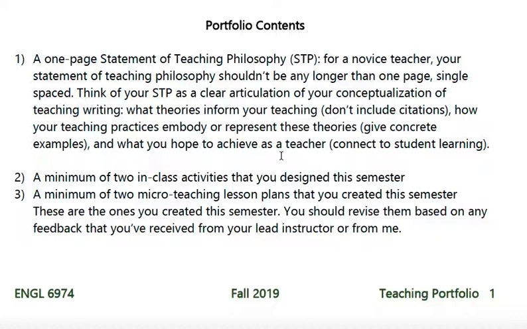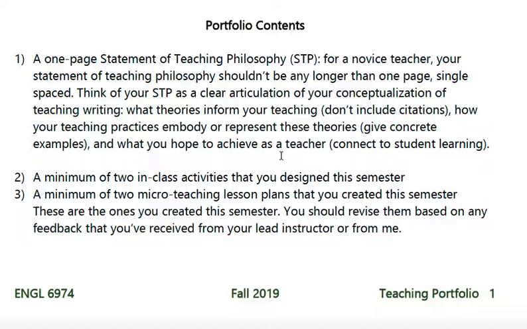How your teaching practices embody or represent these theories. And this is where you need to give concrete examples. For example, when you talk about collaborative learning, what did you do in your class? Either as a GTA or a non-teaching student this semester, for example, that talks about collaborative learning and collaborative writing. What did you do to put students together in good peer review groups and designing maybe a peer review sheet for them? If you're talking about transfer and reflection that we dedicated a lot of time to talk about, what did you do in your class to address that?